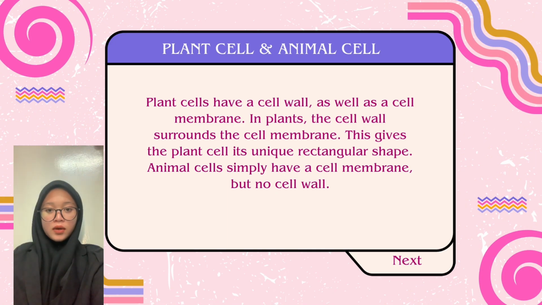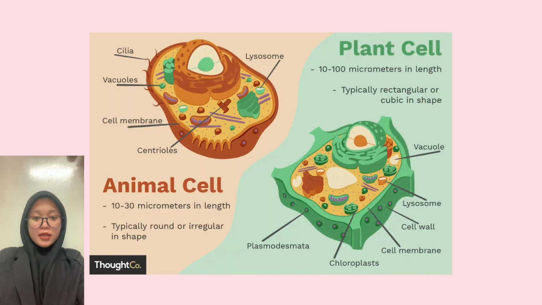In this slide, I will explain about plant cell and animal cell. Plant cells have a cell wall as well as a cell membrane. In plants, the cell wall surrounds the cell membrane. This gives the plant cell its unique rectangular shape. Animal cells simply have a cell membrane but no cell wall. This picture explains about animal cell and plant cell.